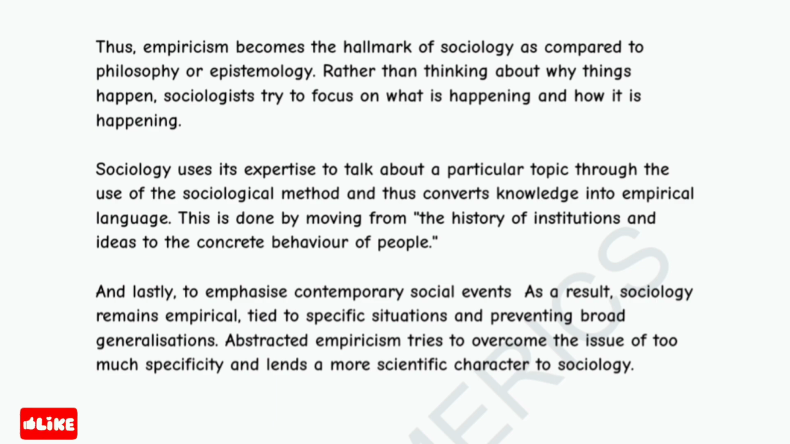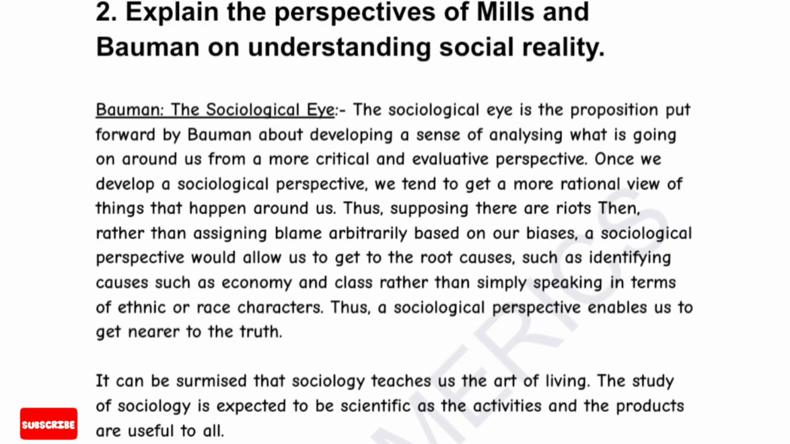Abstracted empiricism tries to overcome the issue of too much specificity and lends a more scientific character to sociology. 2. Explain the perspectives of Mills and Bauman on understanding social reality. Bauman, the sociological eye. The sociological eye is the proposition put forward by Bauman about developing a sense of analyzing what is going on around us from a more critical and evaluative perspective.